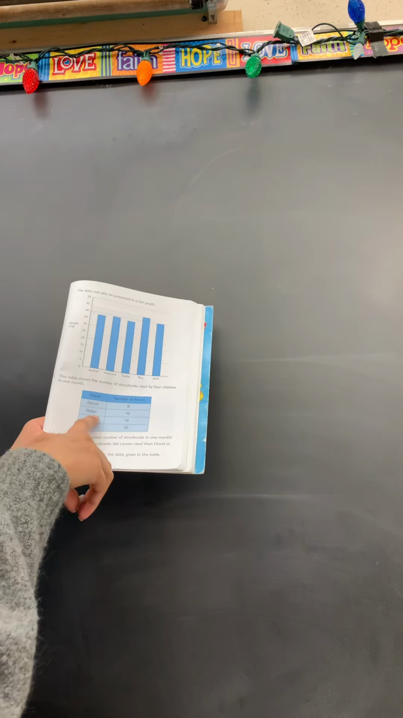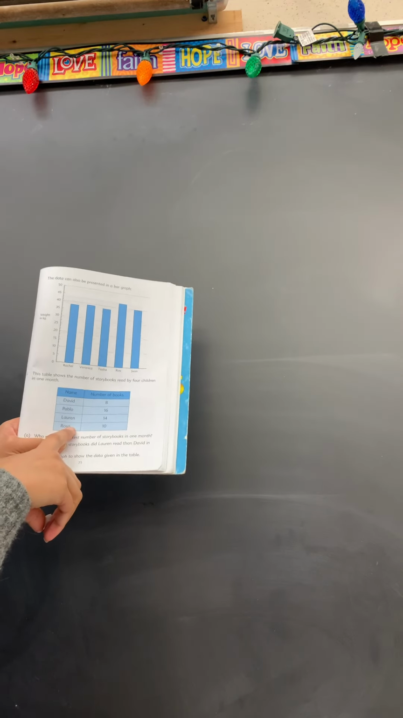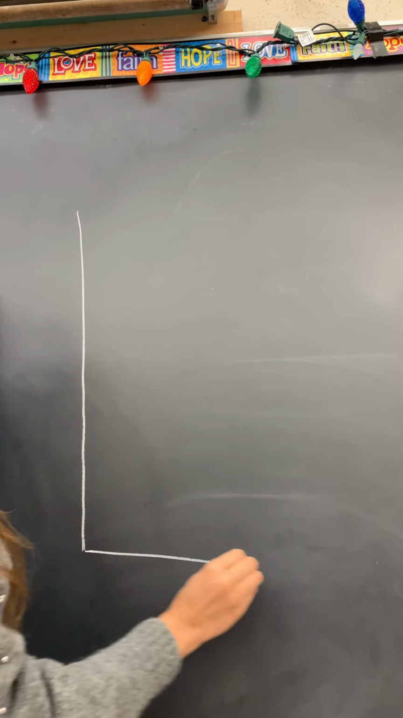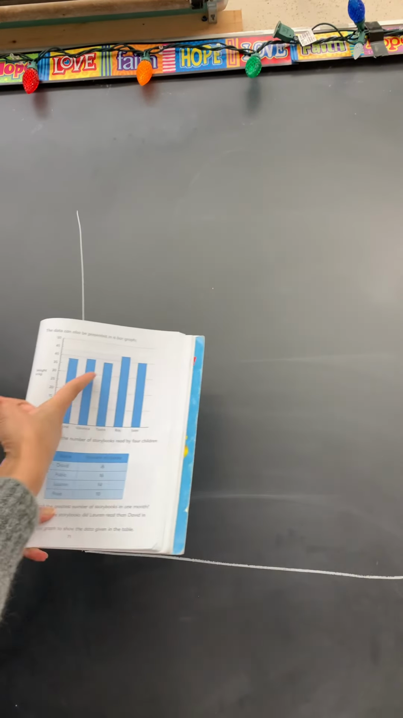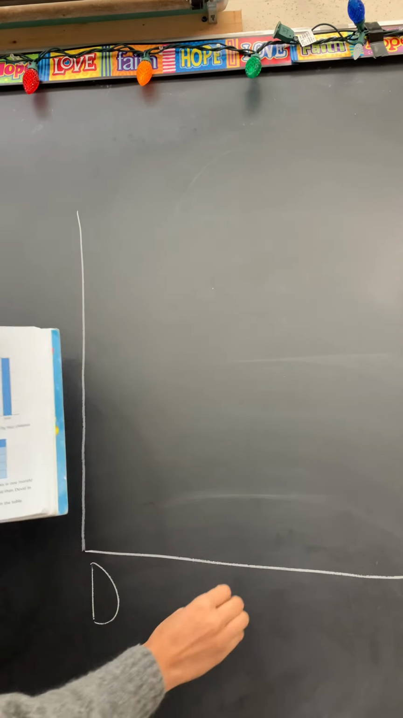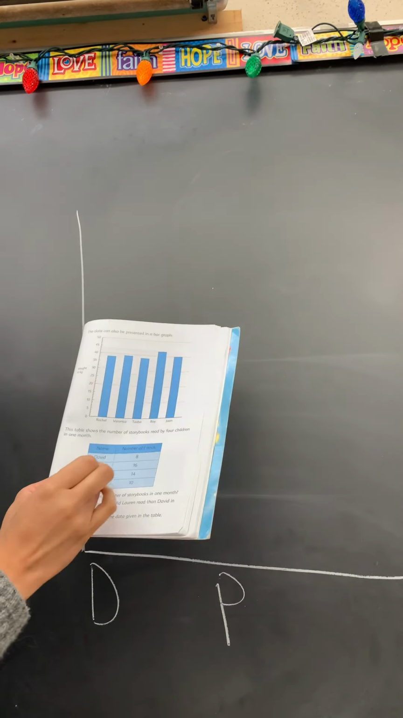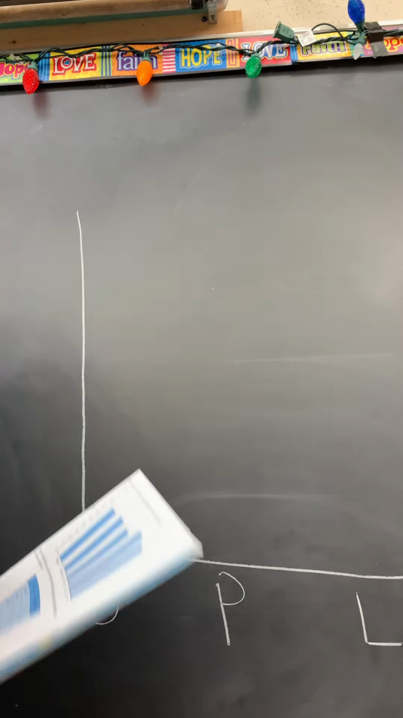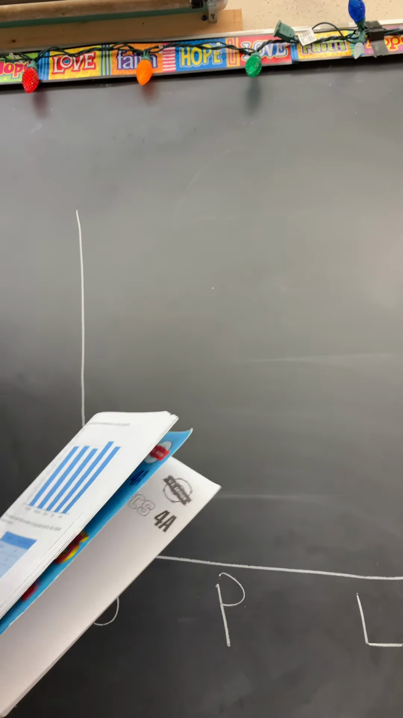Okay, so we have David, Pablo, Lauren, and Rosa. So let's see how we can draw this bar graph. So I'm going to draw a line here, and I'm going to follow what they've shown us here. So look at the bottom, they have their names. So we're going to say D for David, then we'll say P for Pablo, then we'll say L for Lauren, we'll say R for Rosa.